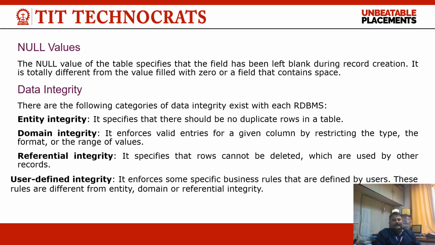Domain integrity enforces valid entries for a given column by restricting the types, the formats, or the range of the values. Referential integrity specifies that a row cannot be deleted which is used by other records. User-defined integrity enforces some specific business rules that are defined by the user, and these rules are different from entity, domain, or referential integrities.